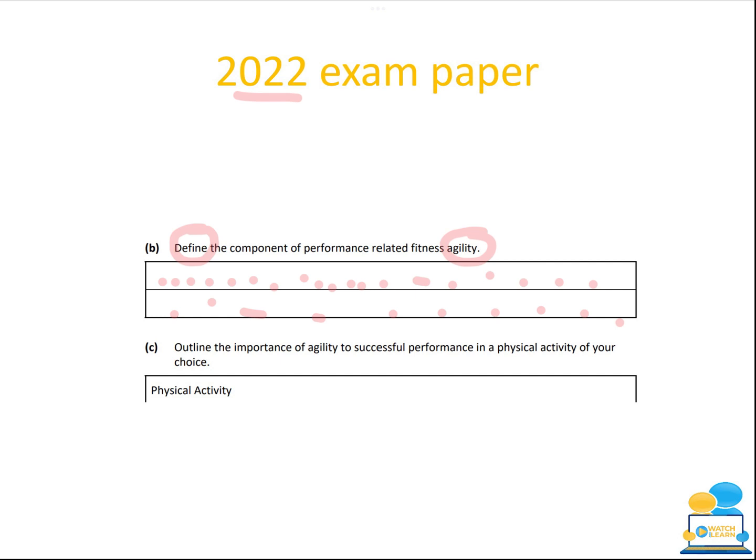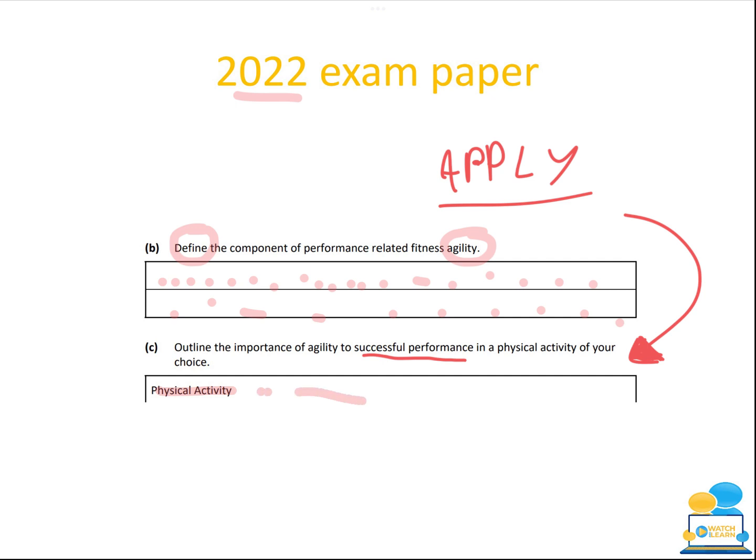Then again, a huge thing with Leaving Cert PE, can you apply your knowledge to maybe a sporting event of your choice here? So it pushes you and it tests you one step further. So we have: outline the importance of agility to successful performance in a physical activity of your choice. Sometimes this physical activity isn't named and it's just a blank box, so always your first couple of words should be 'in', and then insert your chosen sport. So in soccer, in Gaelic football, in basketball, in camogie, in hurling, you need to explain in detail why agility is hugely important to perform at the elite level. So let's take Gaelic football as an example.